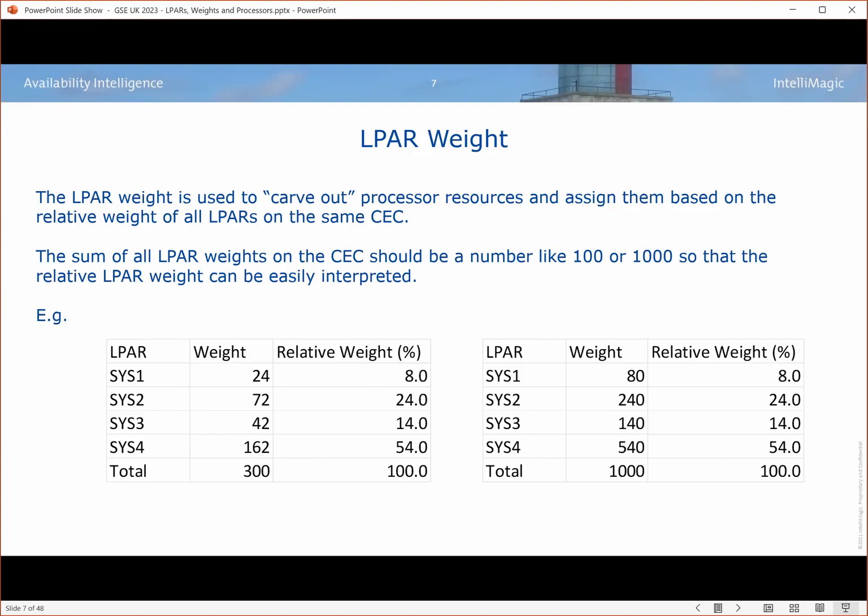You can see on the left-hand side, we have weights defined in the second column, and the total weight is 300. The relative weight I've calculated. So for LPAR CICS1, the relative weight is 8%. I find it easier if the numbers you use in your definitions are actually a factor of 10 or 100. Then you can understand the relative weight by what you're typing in. That's just a recommendation to make life easier.